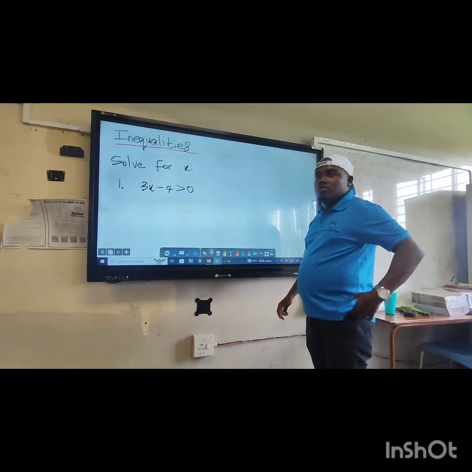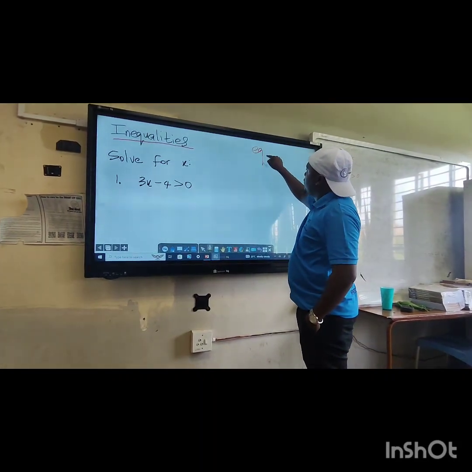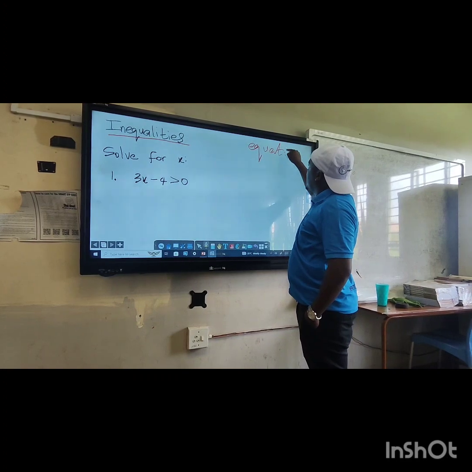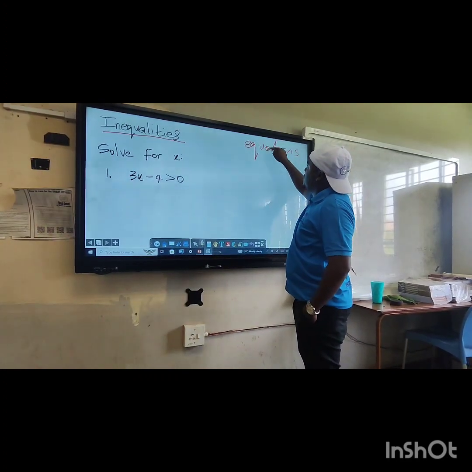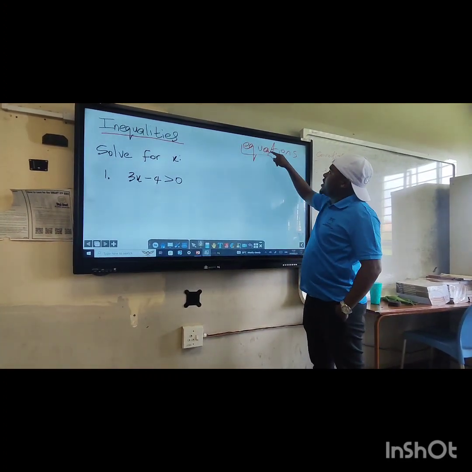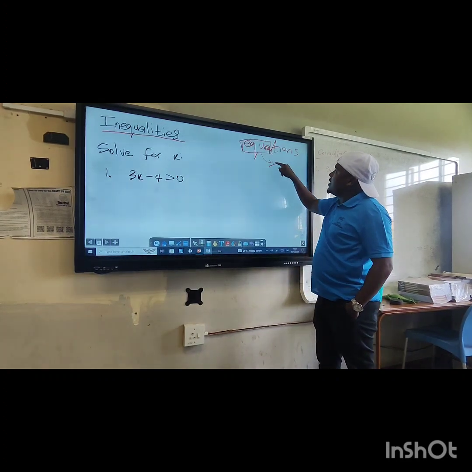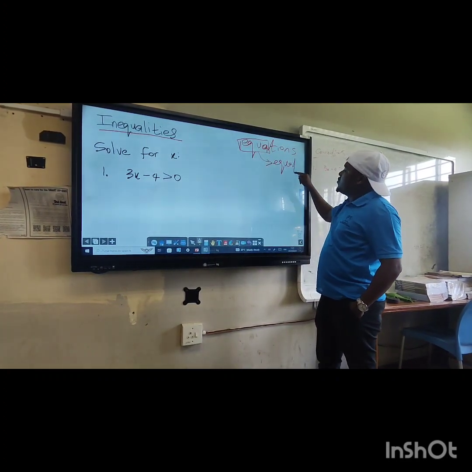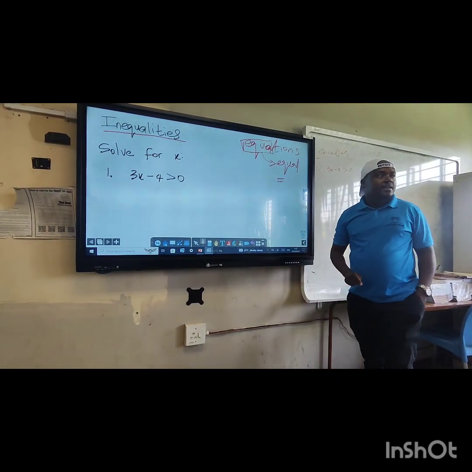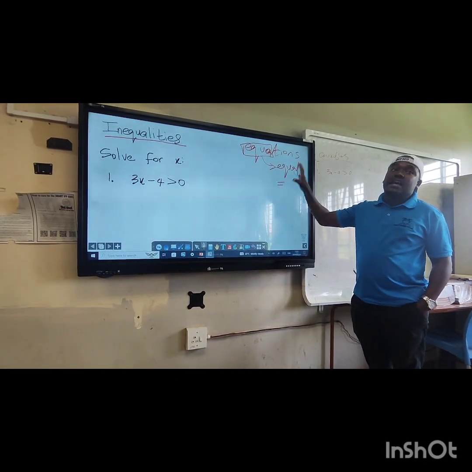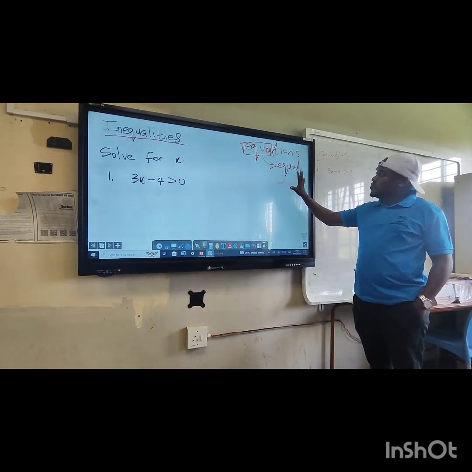Inequalities. So previously we did what? We did equations, you remember? Yes. Equations. So with equations, the word equation comes from the word equal. That means we were dealing with the equal sign. So it was dividing sides into two. We had two sides when we were doing this.